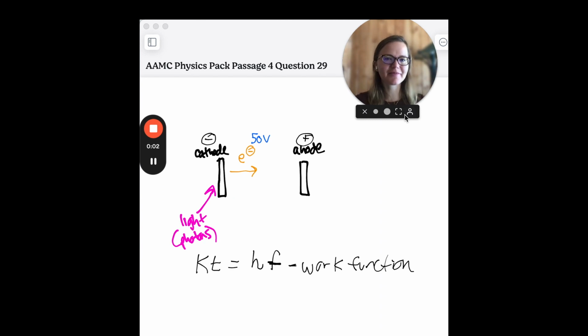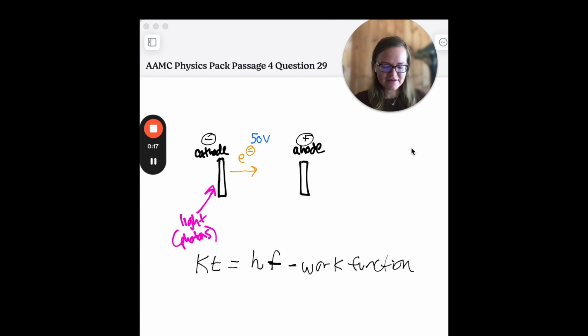Hi, I'm Cassie, and I'm going to walk you through question 29 of the AAMC's official physics question pack. So this question, again, as a continuation of passage 4, is all about the photoelectric effect. So make sure to review the last couple questions if you're not totally clear on how the photoelectric effect works.